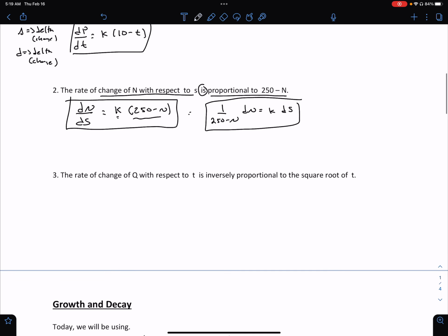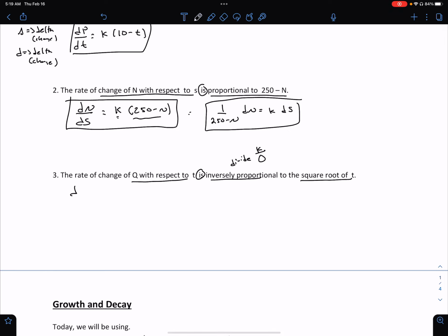Try the next one real quick. The rate of change of q with respect to t is inversely proportional. So remember, this is the one where we're going to divide. So it's going to be k over something. It's inversely proportional to the square root of t.